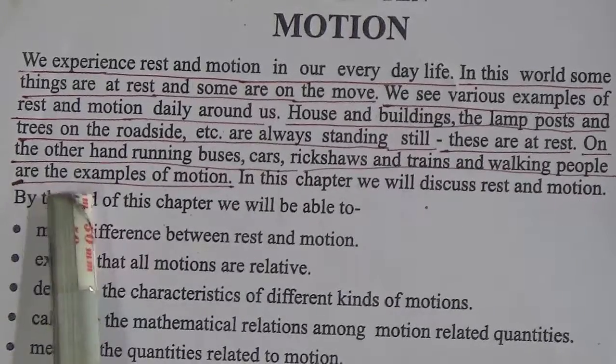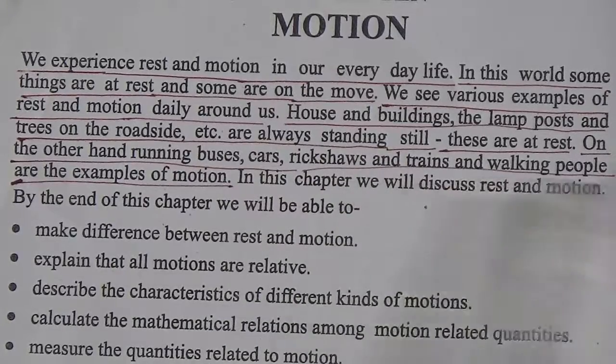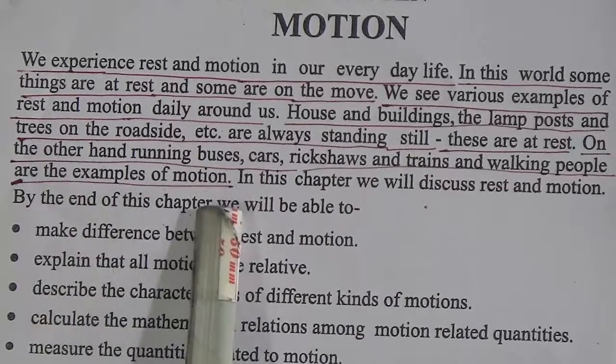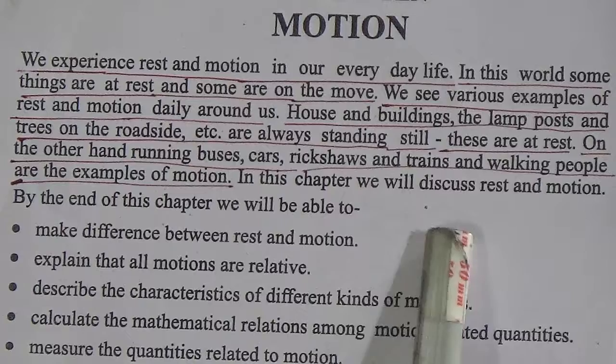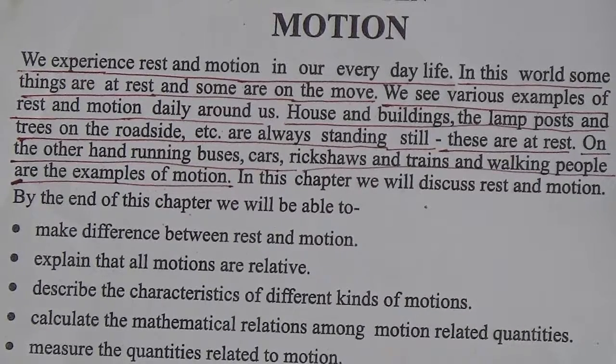On the other hand, running buses, cars, rickshaws and trains and walking people are examples of motion. In this chapter, we will discuss rest and motion. So that means a running car, a walking man, bicycling, all are in motion. So they are in motion, and they are examples of motion.